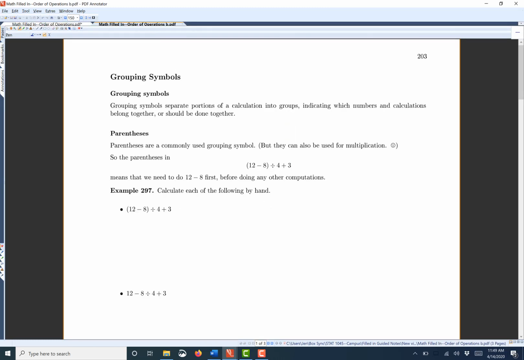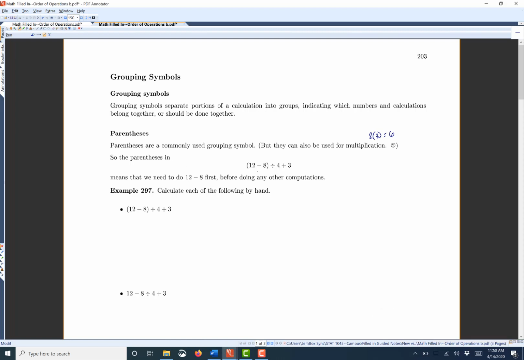Let's talk about grouping symbols. So grouping symbols separate portions of our calculation into groups. So that tells us which numbers or things belong together or should be done first together. So parentheses are the most commonly used grouping symbol. You've seen them in lots of other classes. The problem with parentheses is they can also be used for multiplication. Which is kind of sad because I could do like 2 times 3, that means 6. That's an example of parentheses being used for multiplication.